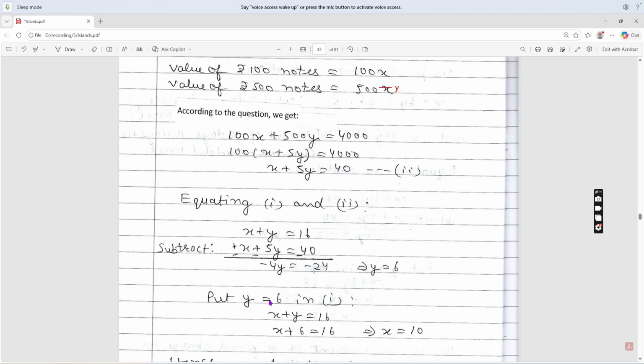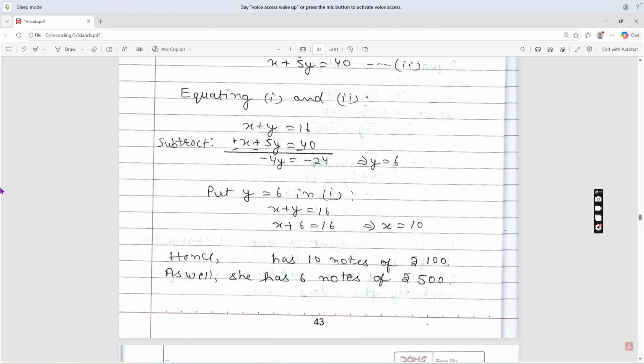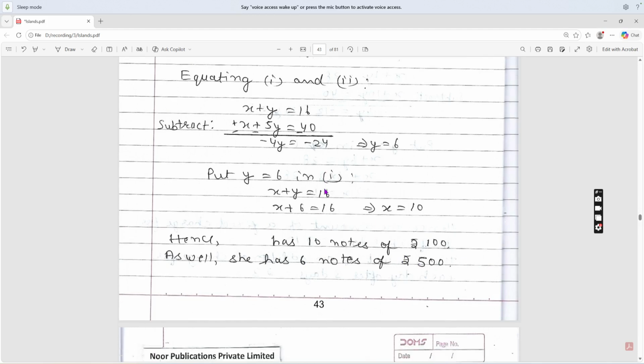Now we are going to put y is equal to plus 6 in equation 1. What is the first equation? x plus y is equal to 16. So x plus 6 is equal to 16, which means x is equal to 16 minus 6, that is equal to 10. Hence, she has 10 notes of rupees 100 as well as 6 notes of rupees 500. And just see, 10 into 100 is 1000 rupees. 6 into 500 is 3000 rupees. And 1000 plus 3000 rupees is equal to 4000 rupees.